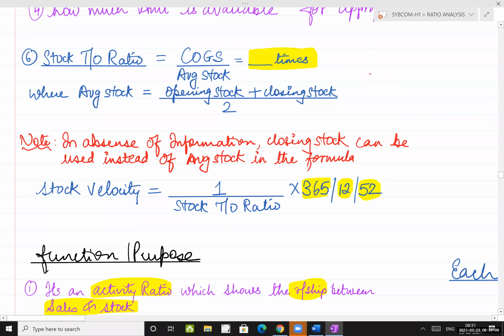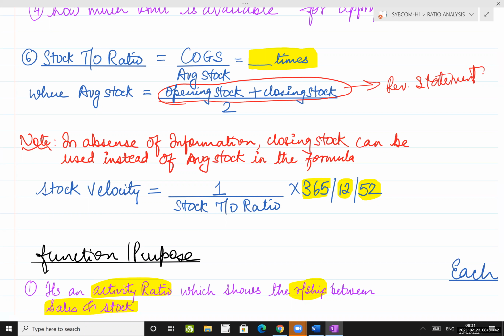We know how to calculate COGS. We have seen that, this is the numerator part. And how will you get the denominator? Average stock: opening stock plus closing stock divided by 2. Now this opening and closing stock obviously you will get from your revenue statement, that is P&L. Opening stock we add and closing stock we subtract from the statement.